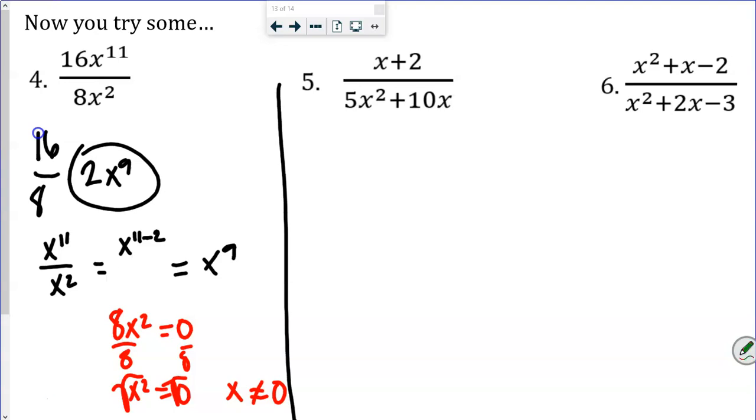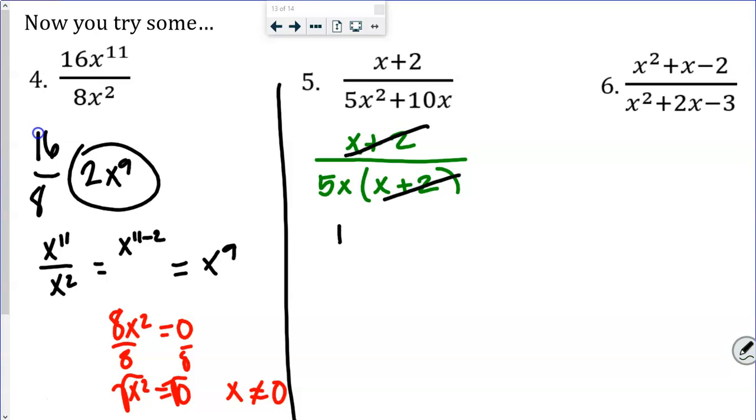All right, so on this one, we've got x plus 2 in the numerator. And then down here, we're going to factor out a 5x, okay? Hopefully you see that there's a 5 that's a factor of both of theirs and an x in both. So that's going to give us x plus 2. So again, we're looking to see what we can eliminate that's on the top and the bottom. And hopefully you see that there's an x plus 2 on both. So that's going to give us 1 over 5x, right?